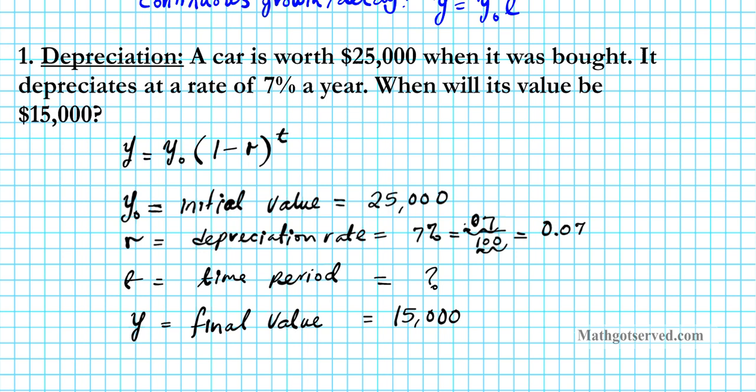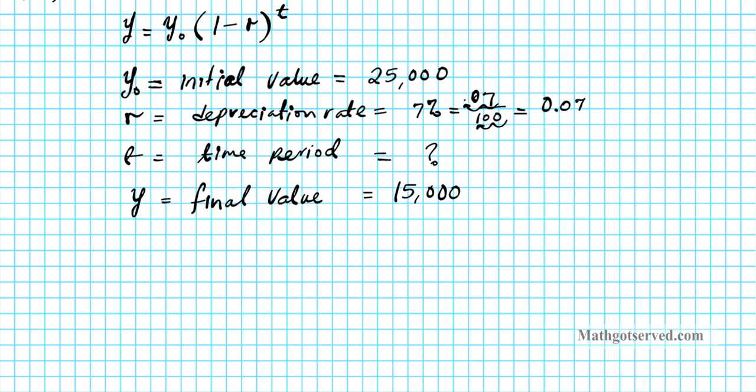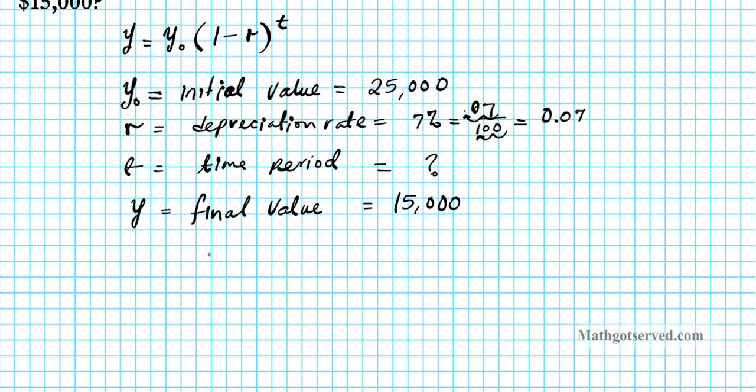Let's plug these values into our formula and calculate the time period for this depreciation. Plugging it in, we have 15,000 equals 25,000 times 1 minus 0.07 raised to the t power. We can divide both sides by 25,000. Remember, the goal is to get t by itself.